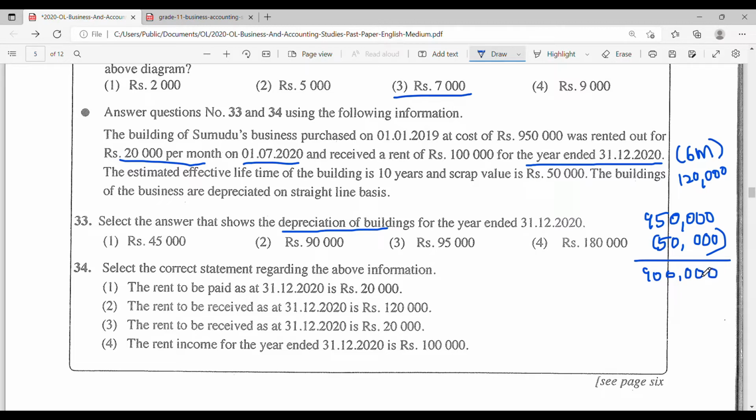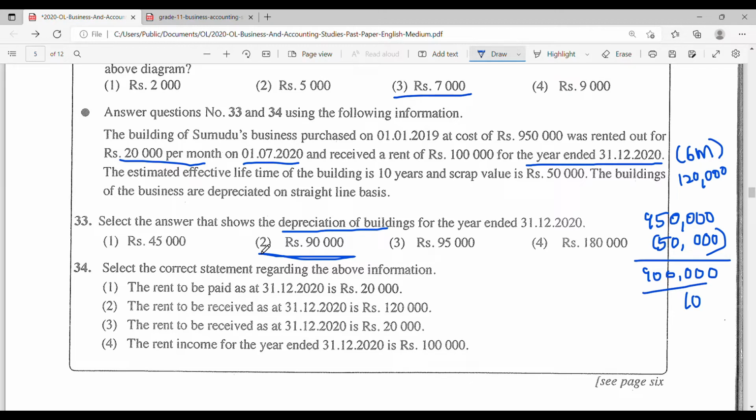You bought the building for 950,000. You believe that after using it for 10 years, when you sell it, you will get a scrap value of 50,000. So over the 10 years, the amount that has depreciated is only 900,000. Per year, 900,000 divided by 10 years, meaning for the year 2020 your depreciation will be 90,000, answer 2. Now here the financial year is a complete 12 months, so you can directly divide by 10 and use that value.